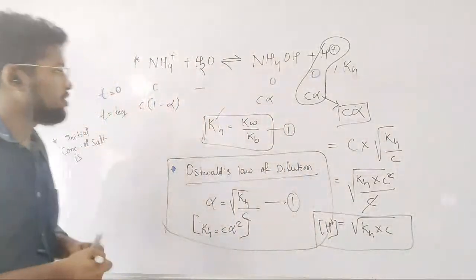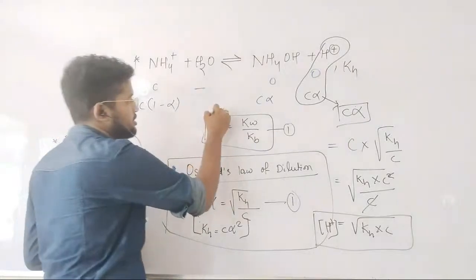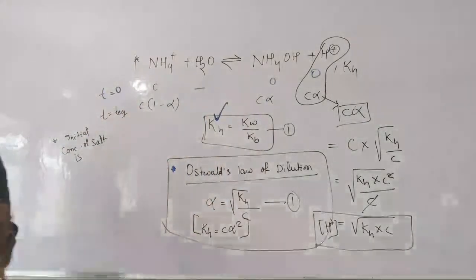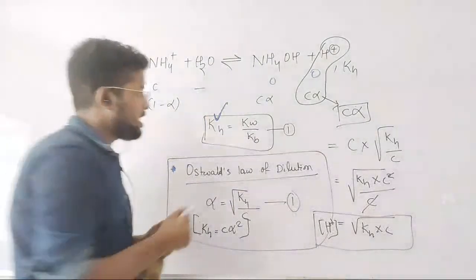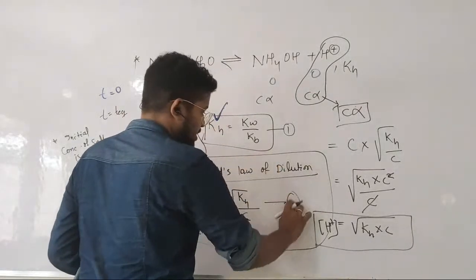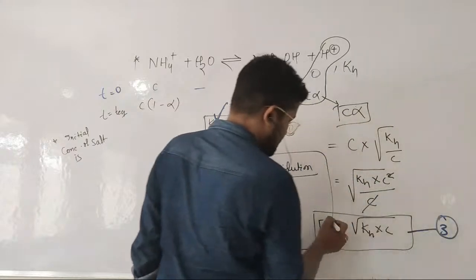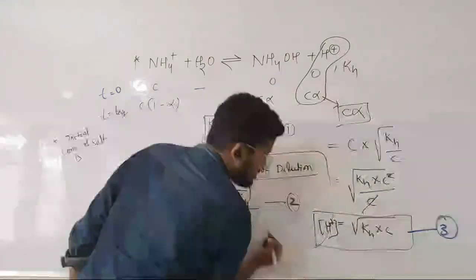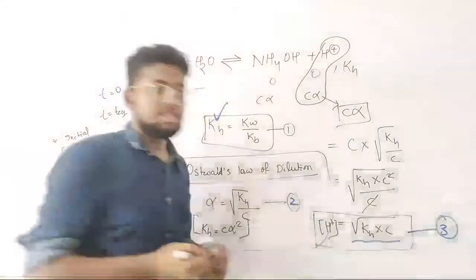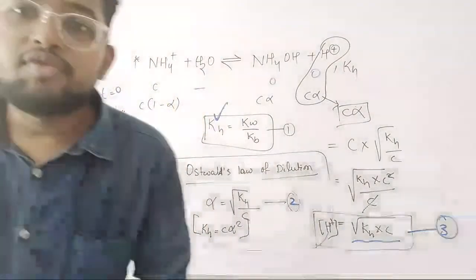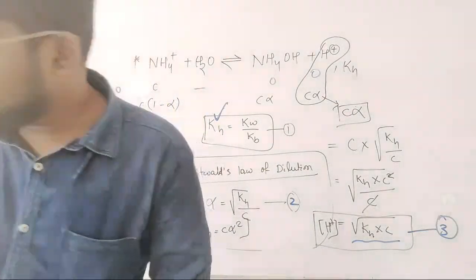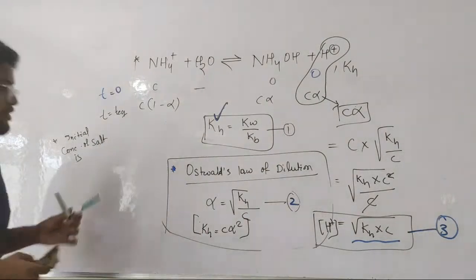And we know the value of Kh. What is the value of Kh? Kw by Kb. So can I replace that? You can take this as 1, write this as 2, then write this as 3. We are getting the H plus ion concentration as root over Kh into C, as we derived for the weak electrolyte pH. This is a very similar thing.